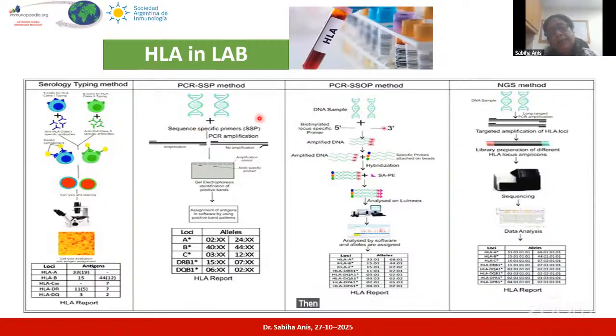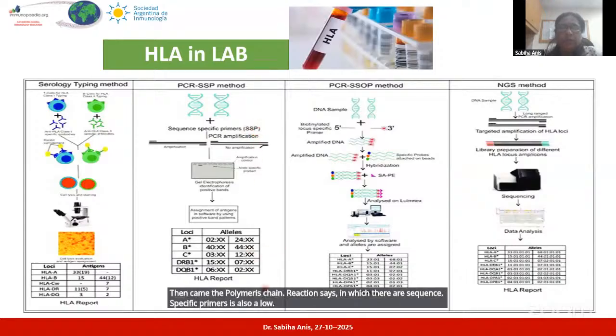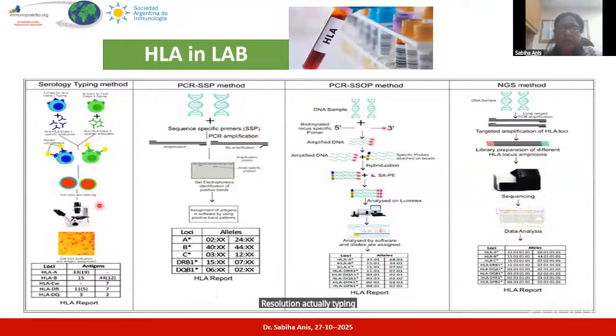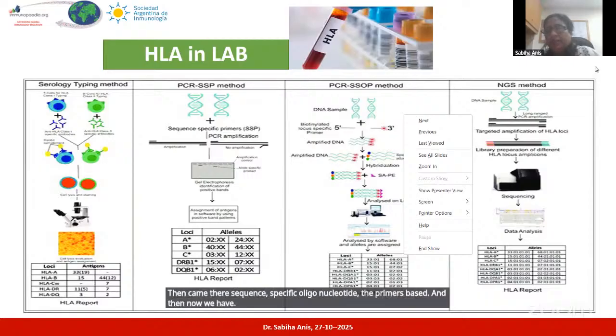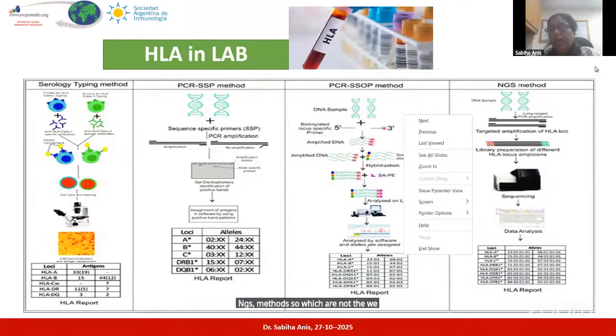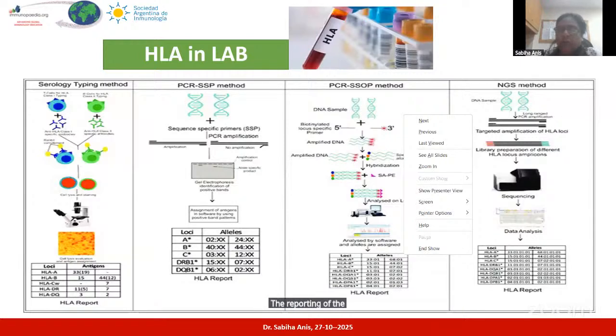Then came the polymerase chain reaction assays, in which there were sequence-specific primers. This is also a low resolution HLA typing as was serology, but more sensitive, more specific. Then came the sequence-specific oligonucleotide probe based methods, and then now we have NGS methods. Because of NGS we now have a lot of data, and the reporting has also changed. And with NGS, we look at the reporting at the 4-digit level.